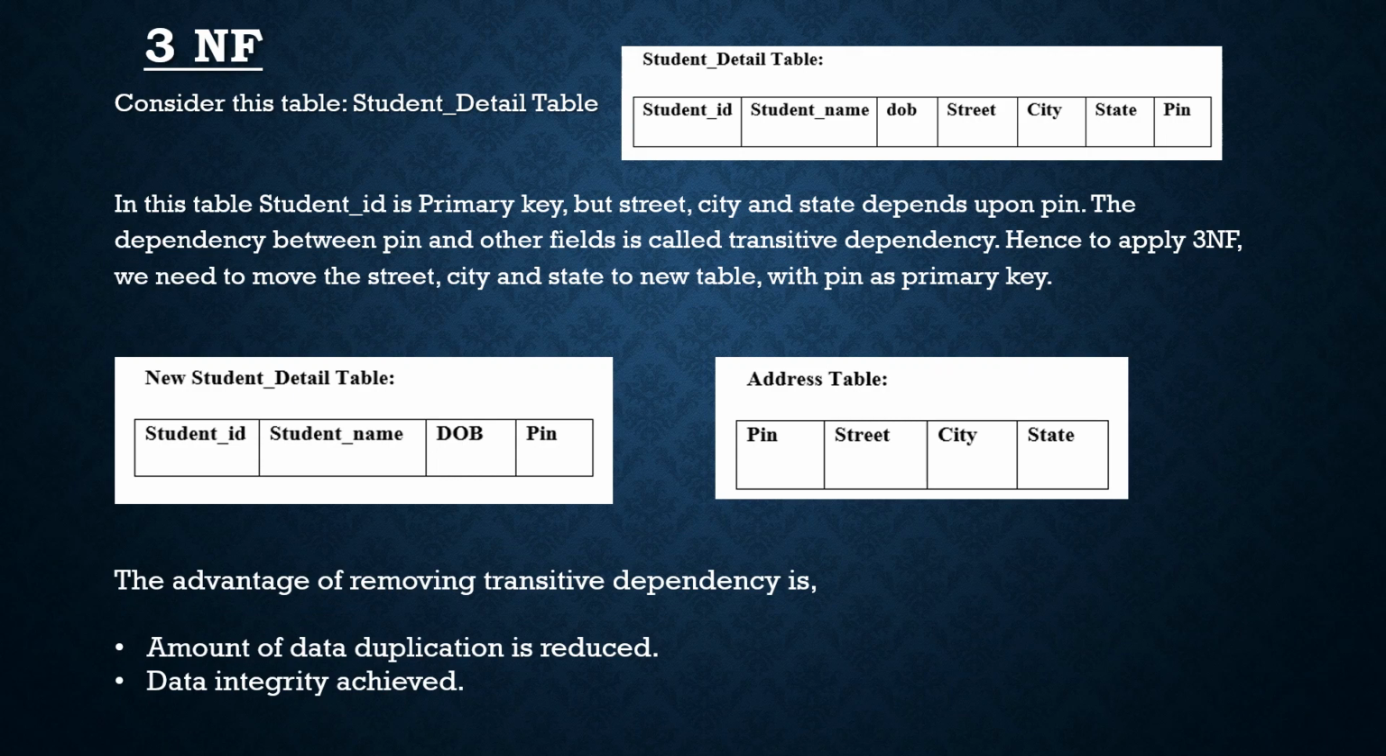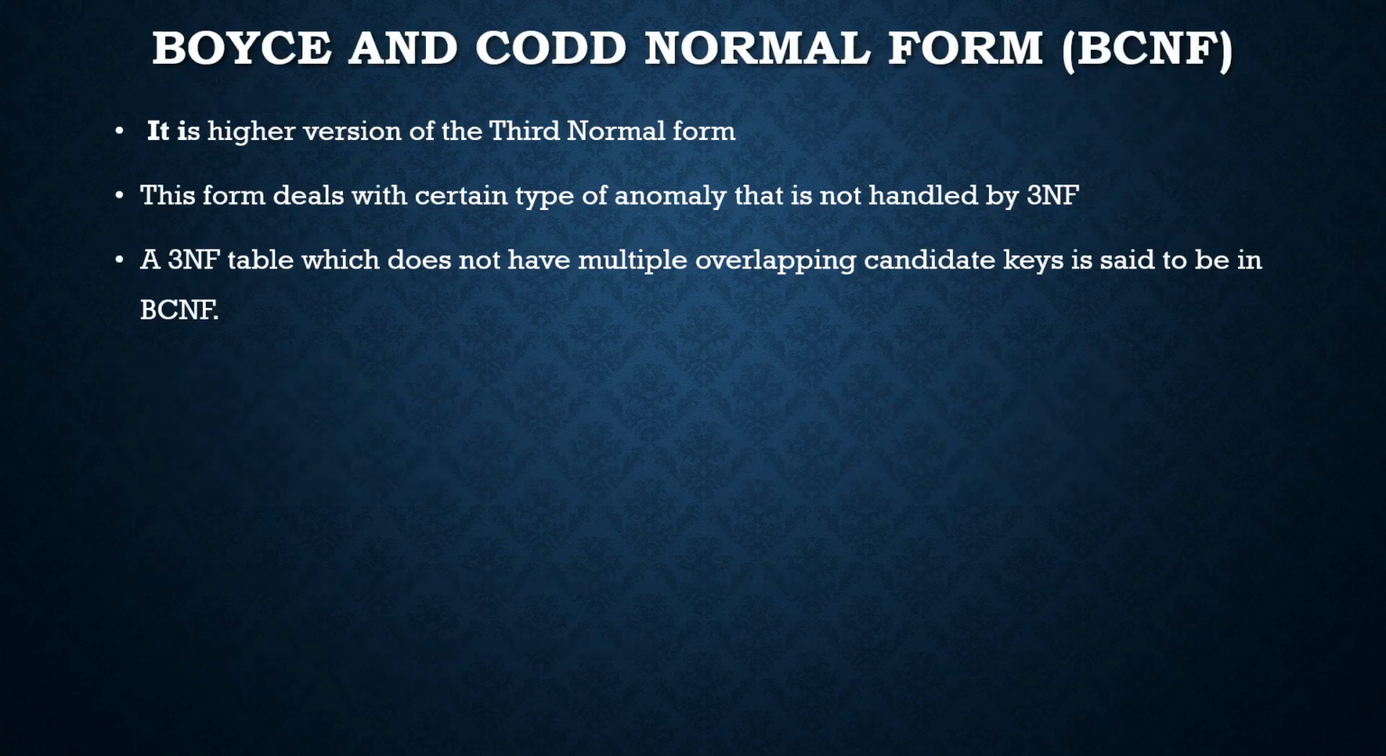See, these are all, that means first normal form, second normal form, third normal form and another one is fourth normal form. Just move on to the fourth normal form, or it is also called as BCNF, Boyce Codd Normal Form. It is the higher version of third normal form. This form deals with a certain type of anomaly that is not handled by 3NF. See, a 3NF table which does not have multiple overlapping candidate key is said to be in BCNF. If there is a multiple overlapping key, then it is not possible to handle by the third normal form. So we need this one, BCNF.